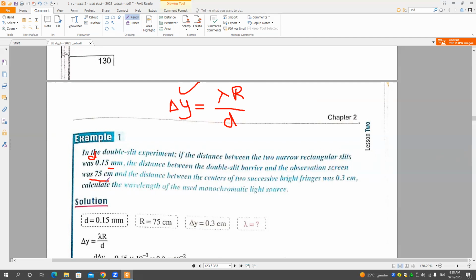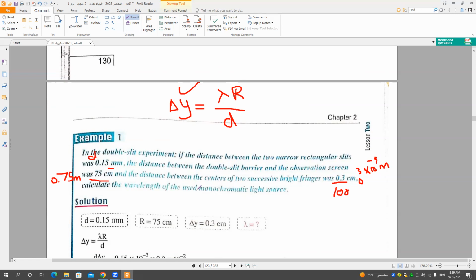They are all conversions. 75 divided by 100 equals 0.75 meter. And the distance between the centers of two successive fringes equals 0.3 centimeter, divided by 100, equals 3 times 10 power negative 3 of a meter.